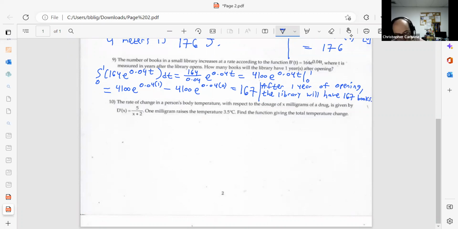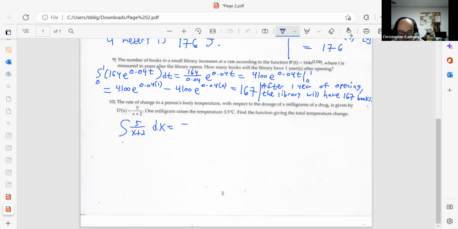And then finally, number 10. The rate of change in a person's body temperature with respect to the dosage of x milligrams of a drug is given by d prime of x is equal to 5 divided by x plus 2. 1 milligram raises the temperature by 3.5 Celsius. We want to find the function giving the total temperature change. So this is the integral of 5 divided by x plus 2 dx.